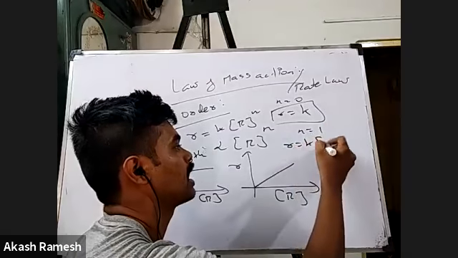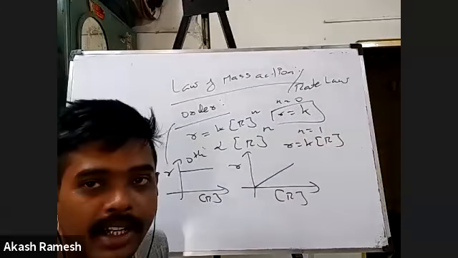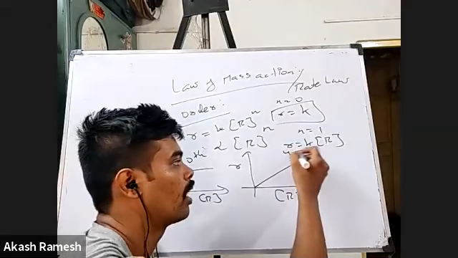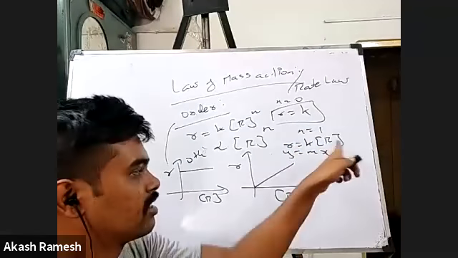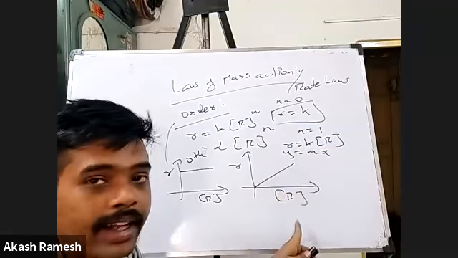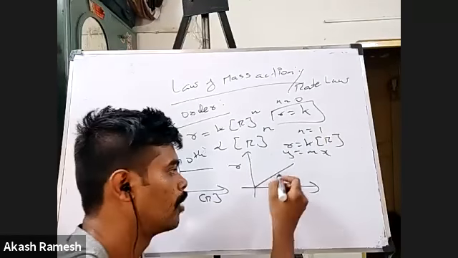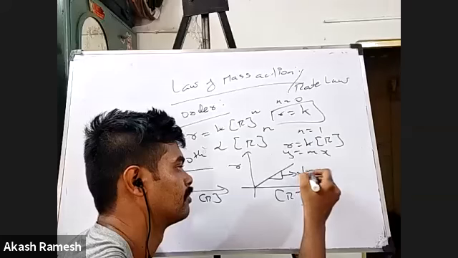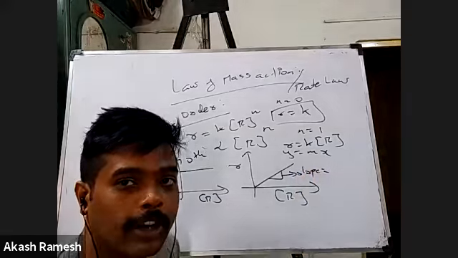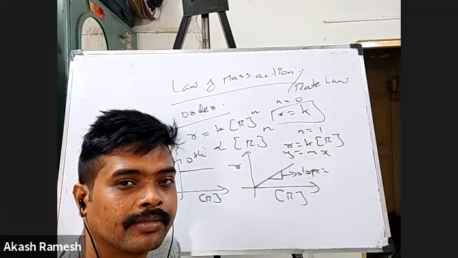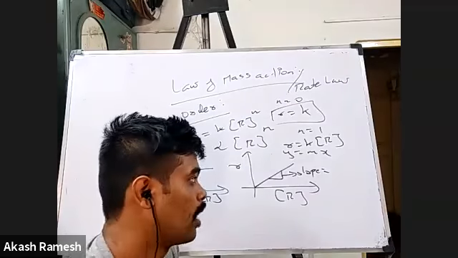Rate is equal to k into the concentration of R, right? Now, does it not look like a straight line equation, y is equal to mx? The concentration is there in the x-axis, the rate is there in the y-axis. So what will be the slope here? Slope value will give me what?